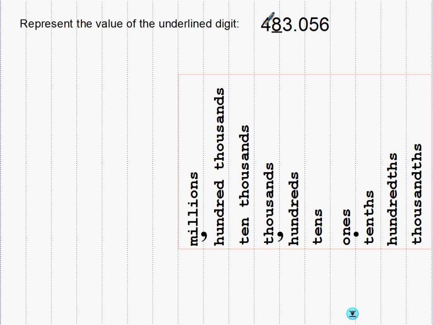To work this problem, first I'm going to copy my number down here, 1 digit to each column. This just helps me to keep everything straight. And notice I put my decimal point on the line, not between the lines. The problem is asking us to represent the value of the underlined digit. When we have a digit, in this case an 8, in this place, what is its value? What's it worth?